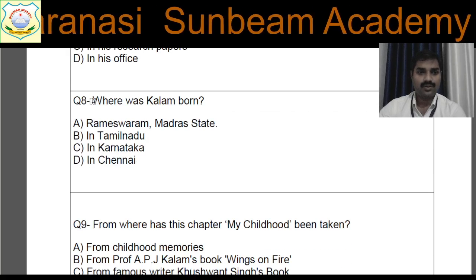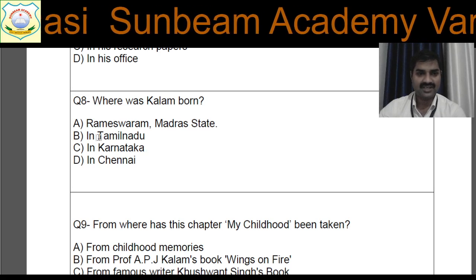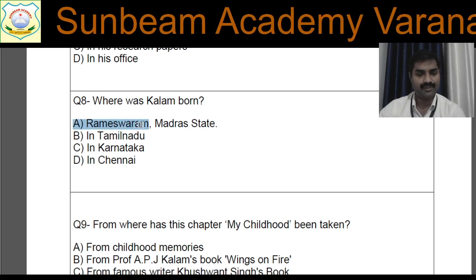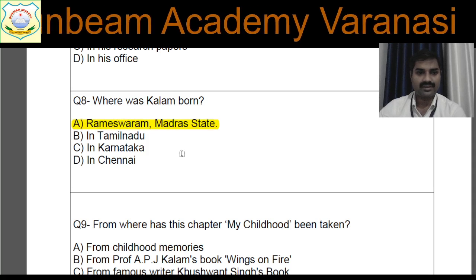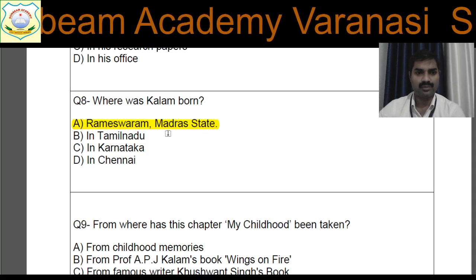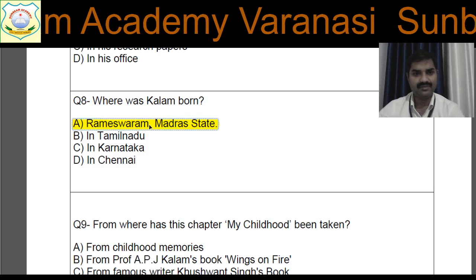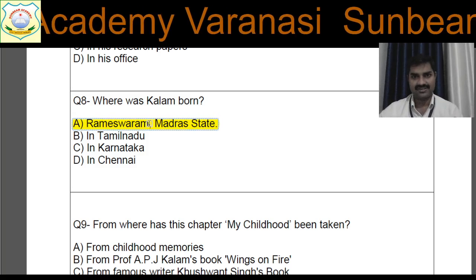Next is, where was Kalam born? So Rameshwaram, Madras State, Tamil Nadu, Karnataka. This Rameshwaram word is very important, and he was born there. Currently, its name is Tamil Nadu, but here this option can also be correct. But here, since Rameshwaram is given, it is specifying. So we shall go with the specific answer.